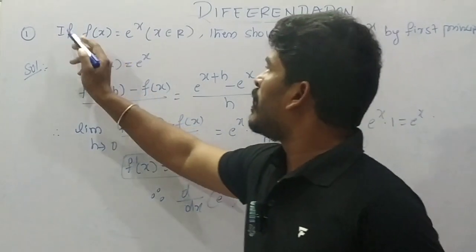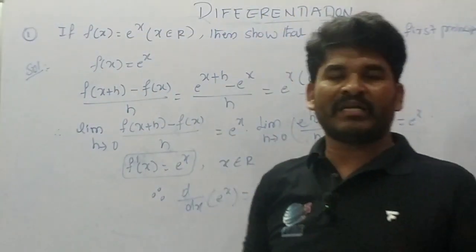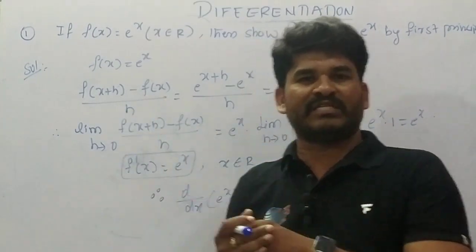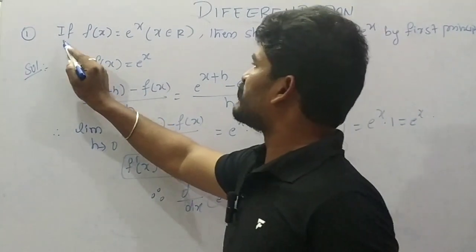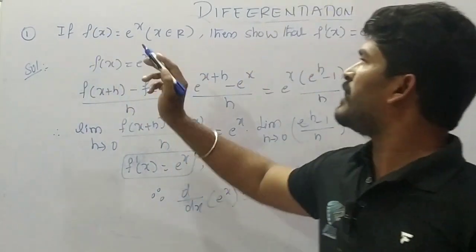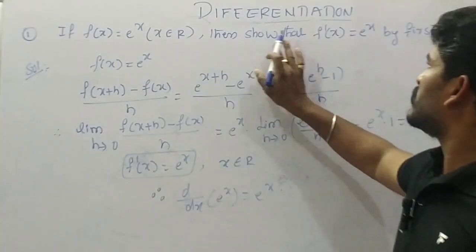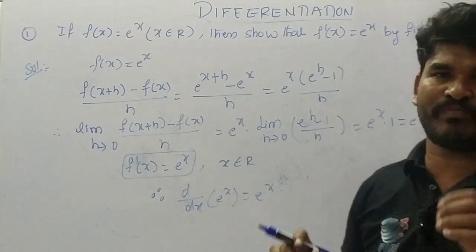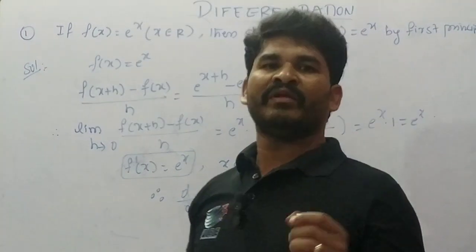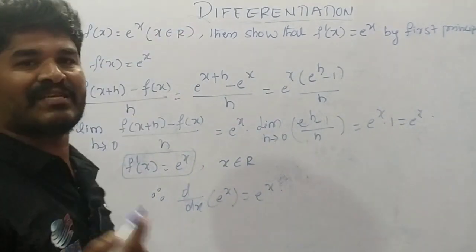Next topic. Especially in differentiation, there are some topics of proofs. All these formulas we are going to prove. The first one is: if f of x equals e to the power x, where x belongs to R, then show that f dash of x equals e to the power x by the first principle. What is the meaning will be discussed. If f dash of x equals e to the power x, what is the formula?